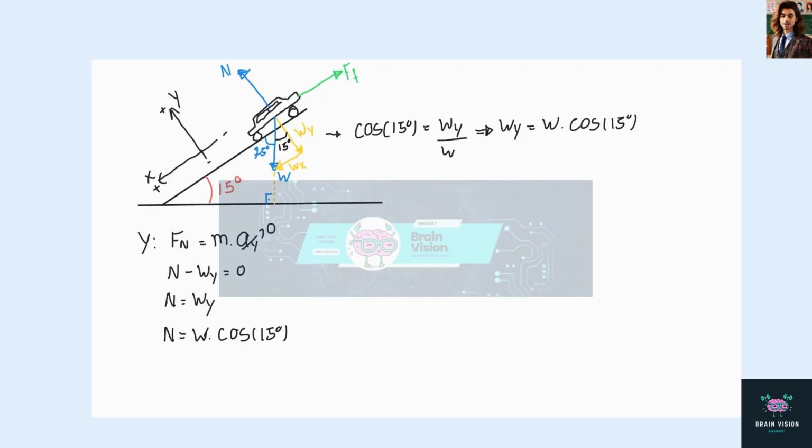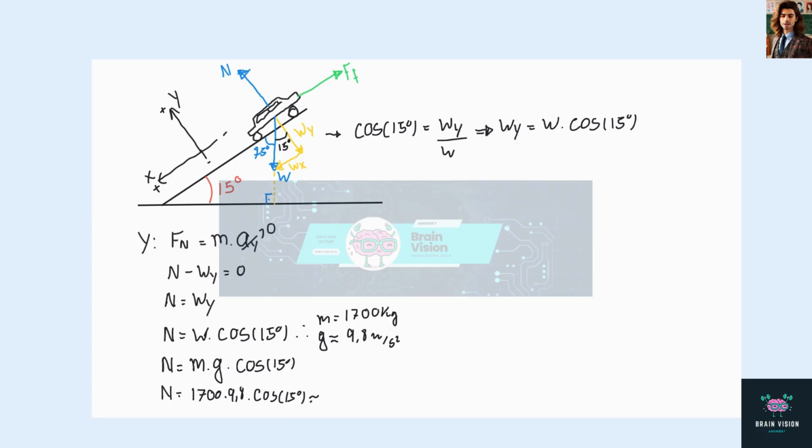But the weight force is equal to the mass of the car times the acceleration of gravity, and then we have the cosine of 15 degrees. In this question, the mass of the car is equal to 1,700 kilograms, and the acceleration of gravity is approximately 9.8 meters per second squared. Therefore, the normal force is equal to 1,700 times 9.8 times the cosine of 15 degrees. And this gives us approximately 16,000 newtons. So this is the normal force.